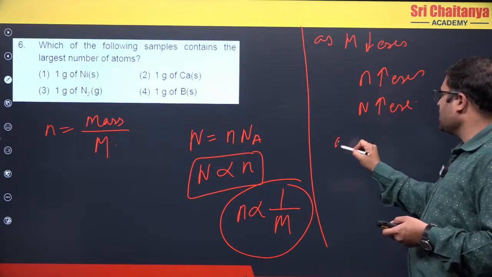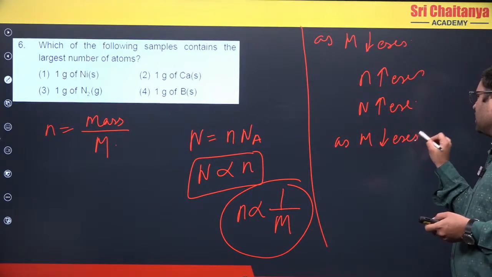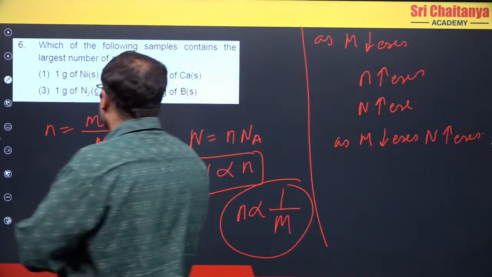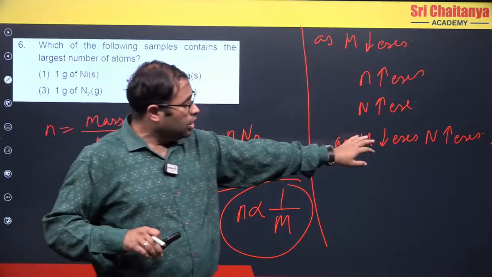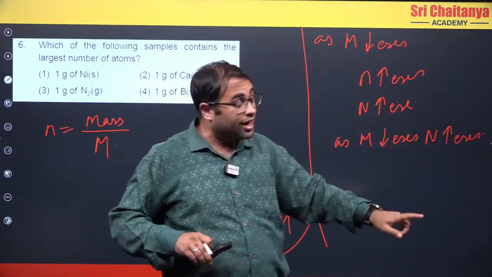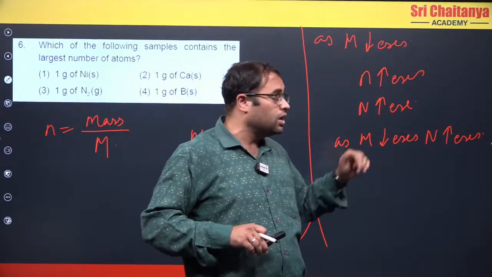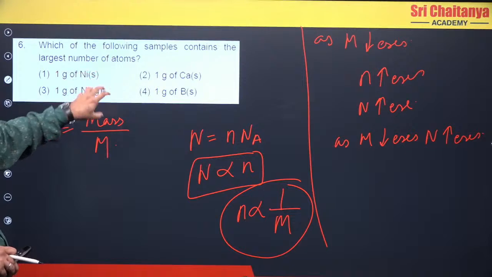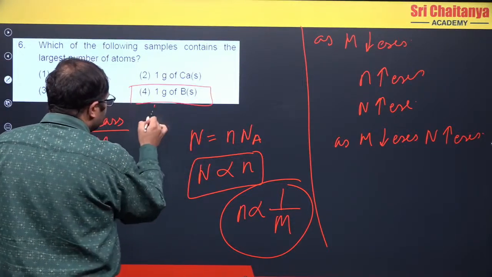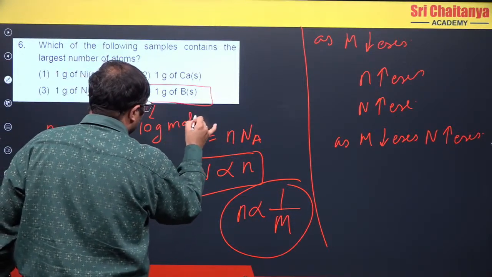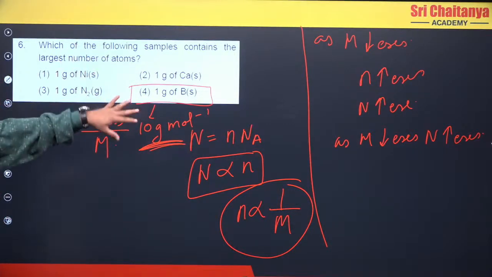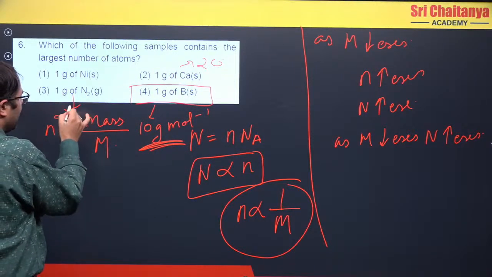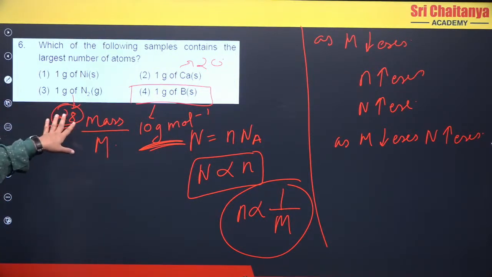So I can say that as molar mass decreases, the number of particles increases, right? So what we essentially have to do is maximize the number of particles. That we can do if we minimize the molar mass. So you have to check the least molar mass here. The least molar mass here is for boron, which is 10 grams per mole. The rest all of them have a higher molar mass, right? Like this has 20, this we have already calculated 28, right? So like this you will get.